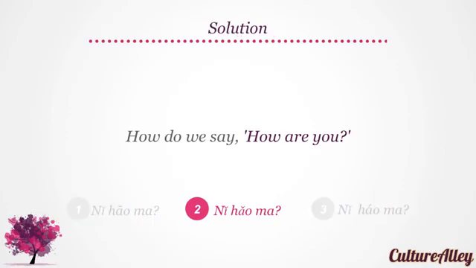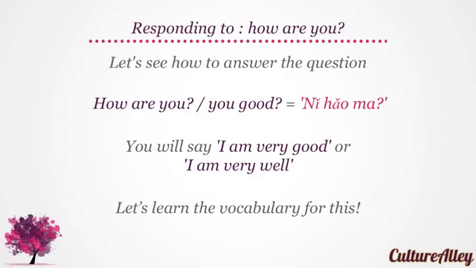The correct way of saying "How are you?" is 你好吗? Good job! Now that we've learned how to say "How are you?", let's learn some common responses to the question. As you know, "How are you?" translates to 你好吗? Which literally translates to "You good?" A common response to "You good?" then becomes "I am very good" or "I am very well."